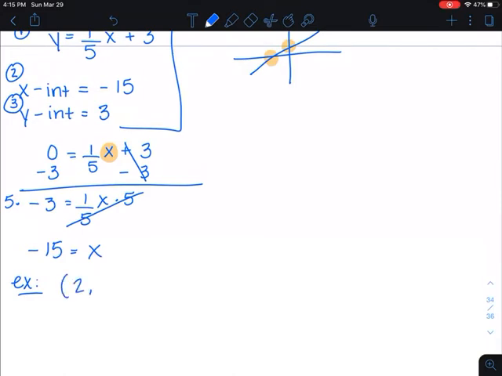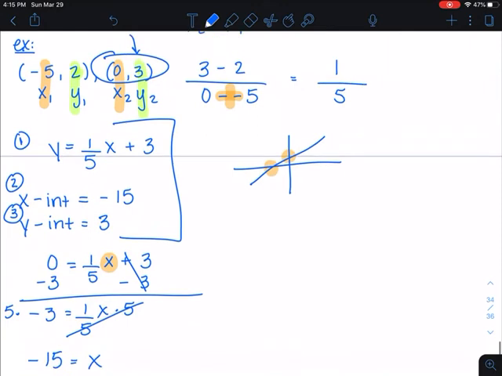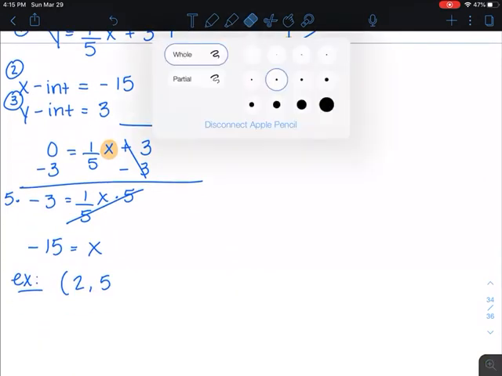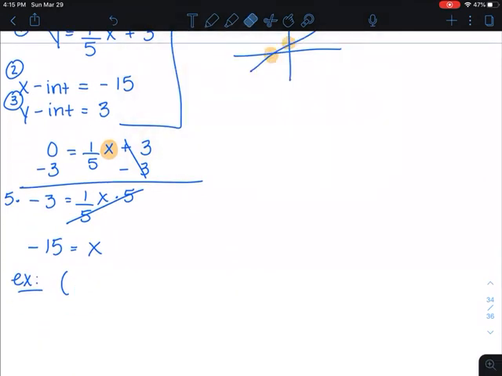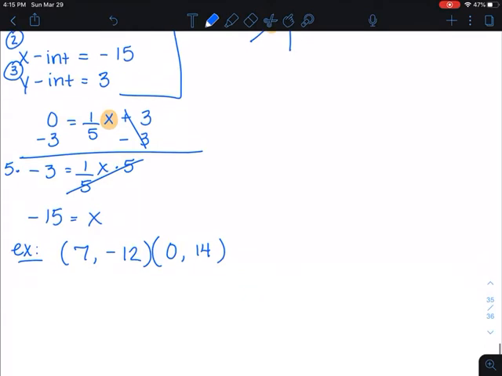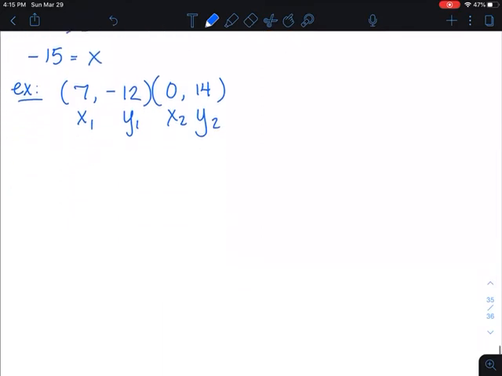Let's say you have 2, 5, oh, those are really similar. Let me change that. Let's do 7, -12, and 0, 14. I'm going to say this is my x, and this is y, and this is x, and this is y. This is my first point. This is my second point.